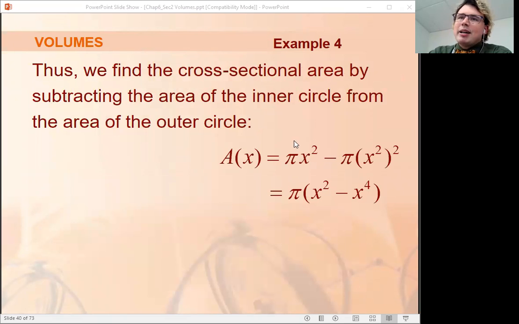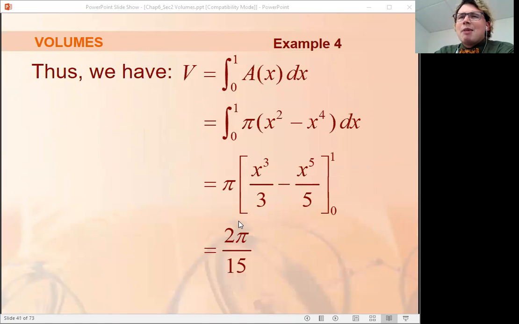Okay, so my area function must be pi times x squared minus pi times x squared squared. But I can factor out a pi and say this is pi times x squared minus x to the fourth. This is my area function, and just like before, I'm going to integrate it between my two different bounds with respect to x, and that will be the volume of this region.